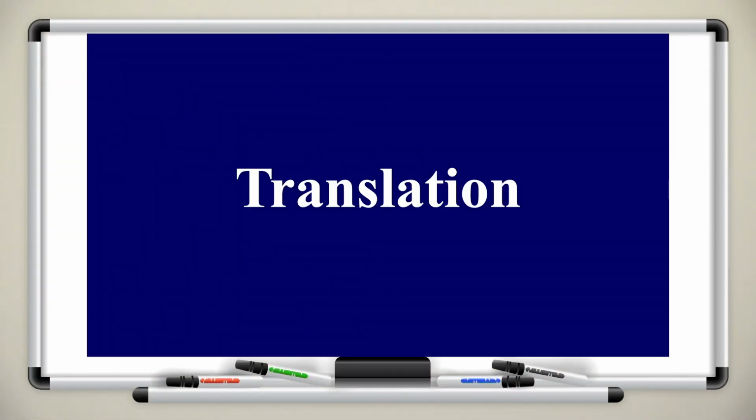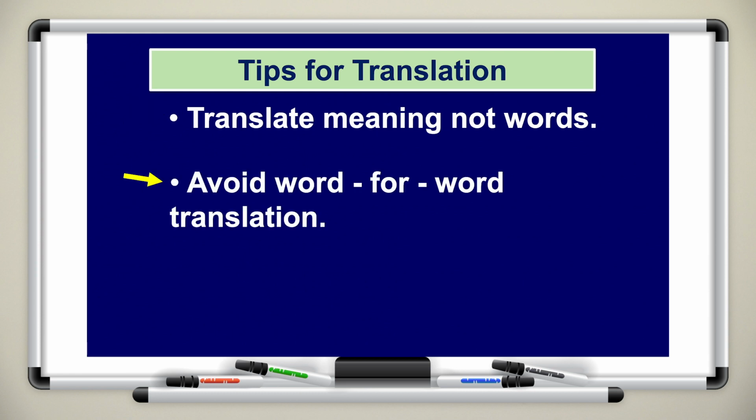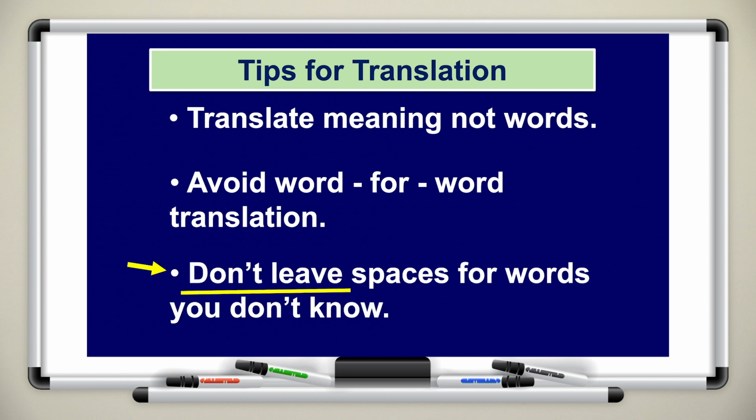Let's start our translation exercise. Here are a few tips for translation. First, you have to translate meaning, not words. So you have to understand the sentence carefully and translate the meaning. Don't translate word by word. So the second tip will be avoid word for word translation. Because if you translate word for word and there's a word that you don't know, you might mess up the translation or you might leave it empty, and we don't want to see that. So don't leave spaces for words you don't know. If you understand the whole meaning, you will be fine writing a full, complete sentence.